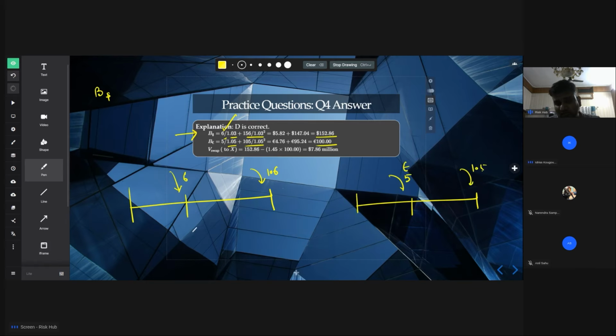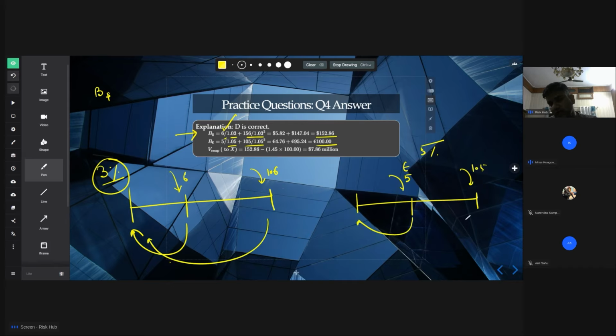Thereafter, it is all discounting, right? 6 is discounted at 3%. This you will discount at 3%. This you will discount at your 5%. That's it, guys. You are discounting, so you have seen two cash flows, and then you discount it. You discount this part, you discount this part. Once you discount it, you get 152.86 and 100.